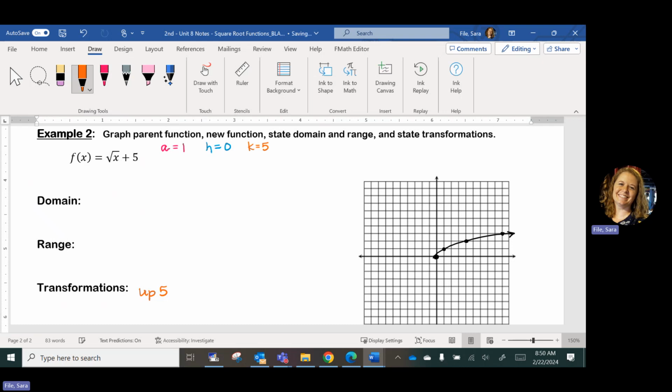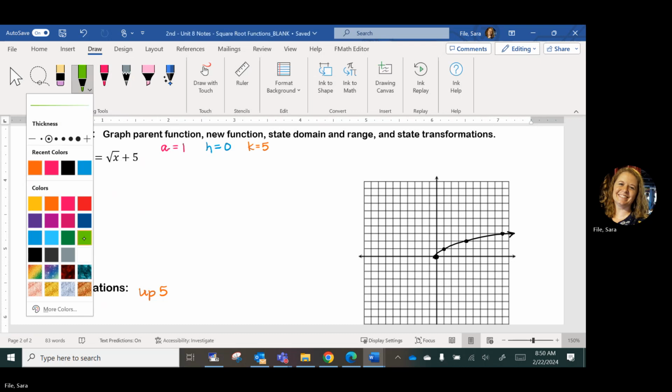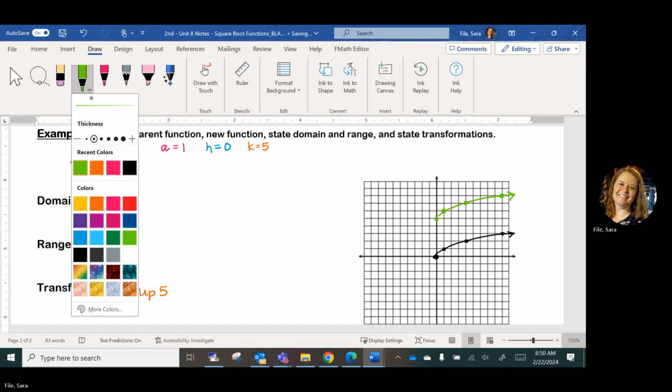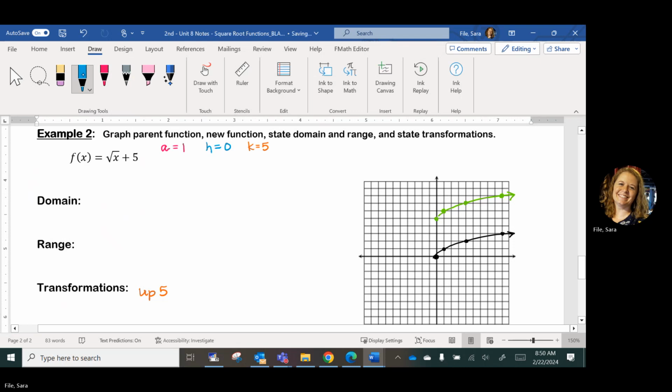So I could go and graph that from the parent function. I could say I'm going to take all these points and go up 5. And there's my new function. So what's the domain there? How far left to right does that new graph go? It's still 0 to infinity.